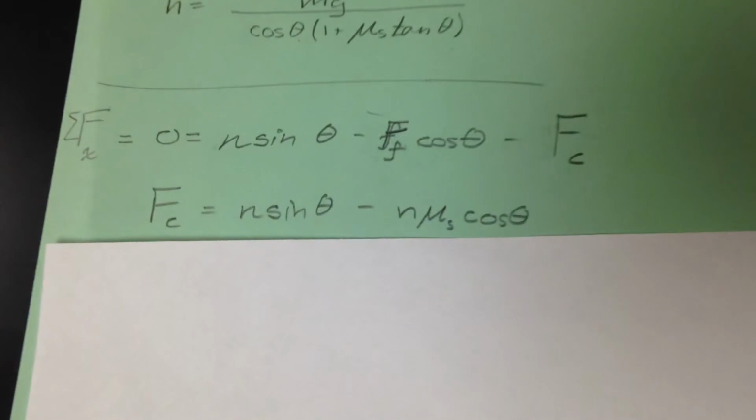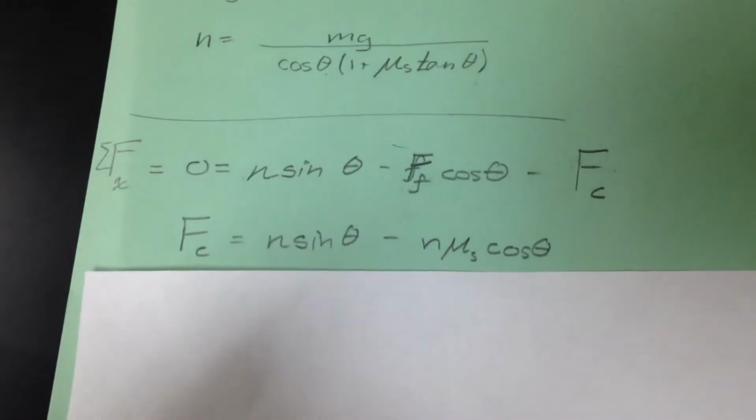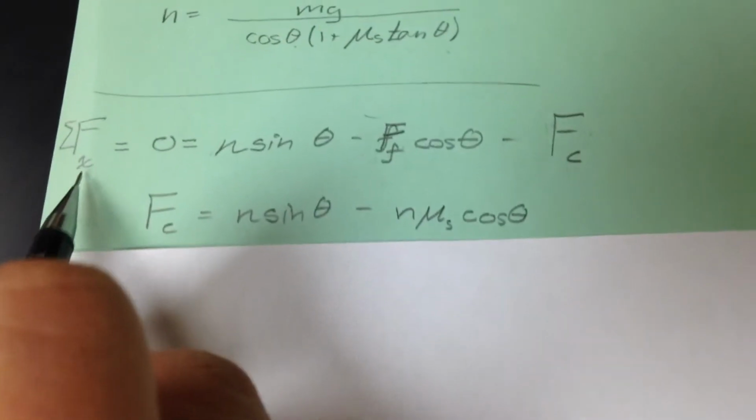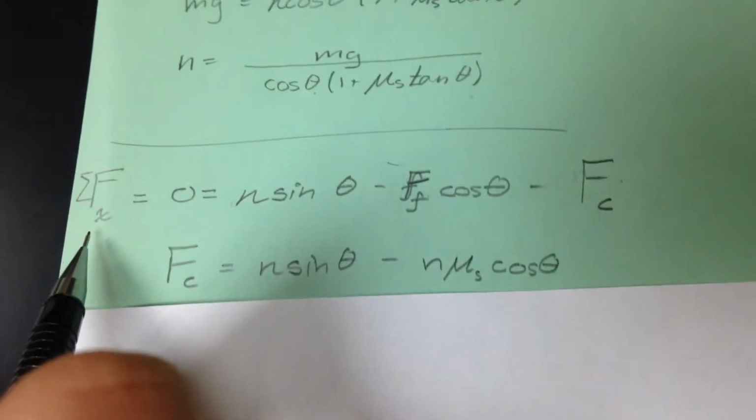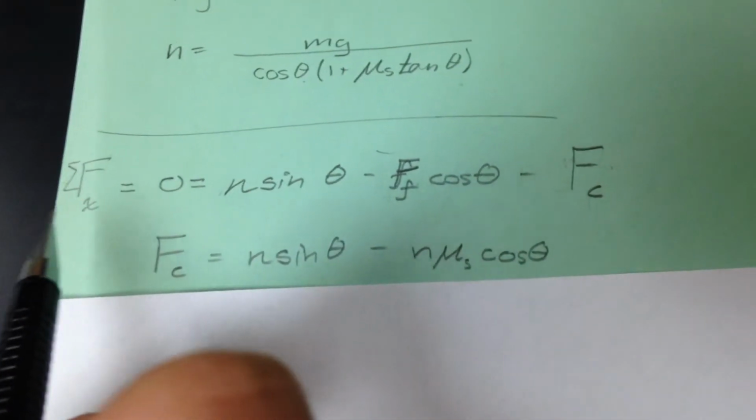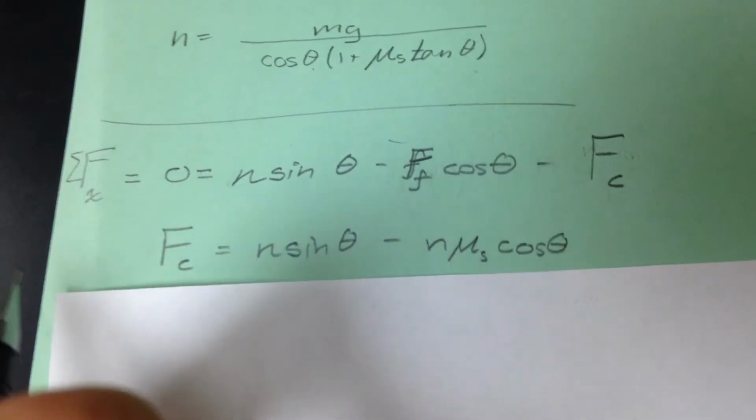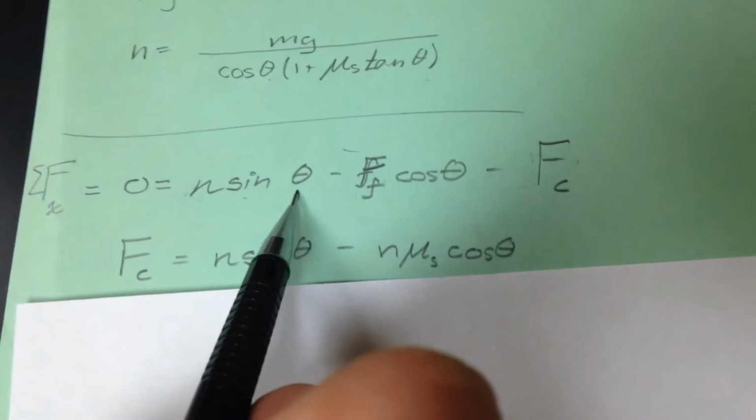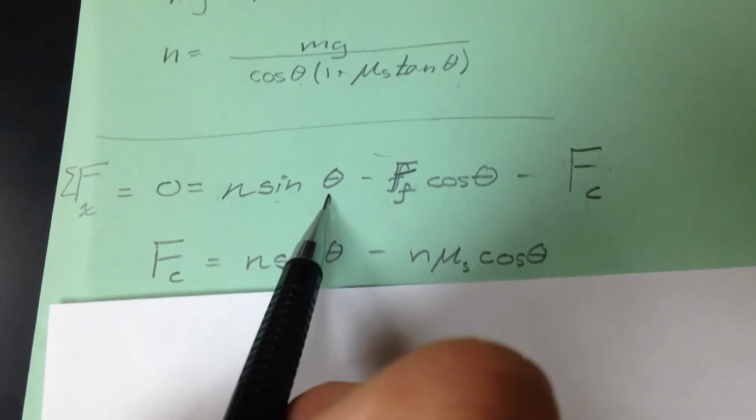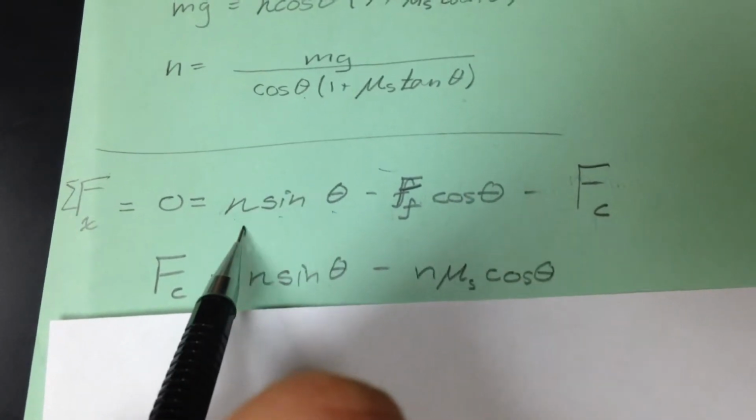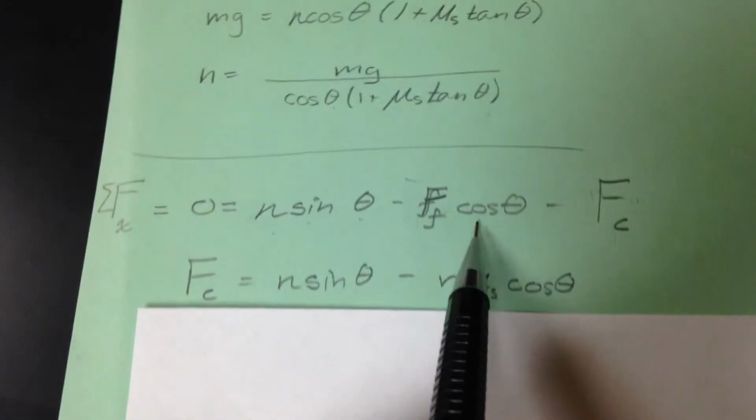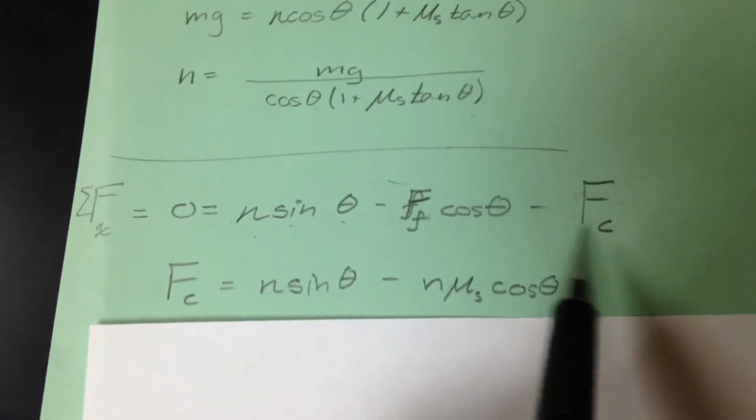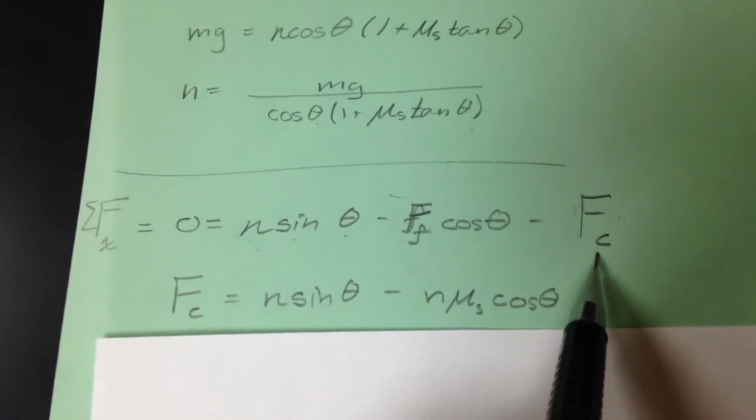Now, for the forces in the x direction, we do something similar. All the forces in the x direction are equal to 0, since it is neither accelerating to the right or to the left. N sine theta is the horizontal component of the normal force. F cosine theta is the horizontal component of friction. Fc is the centripetal force.